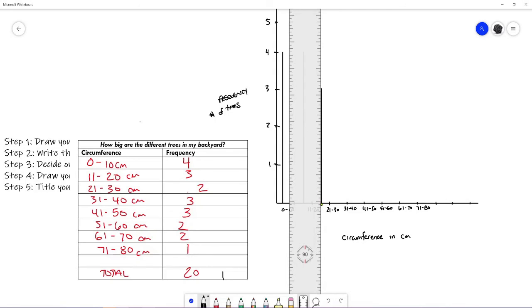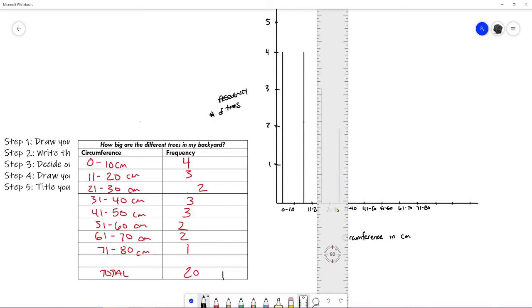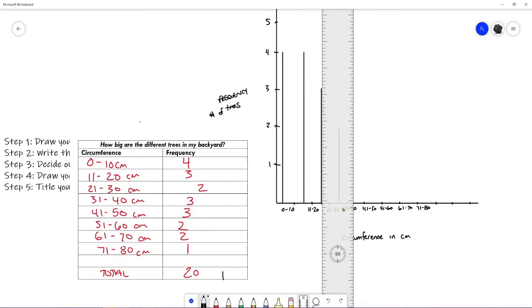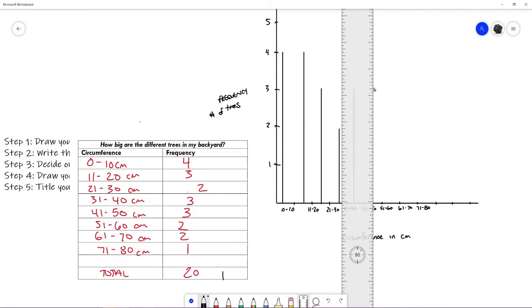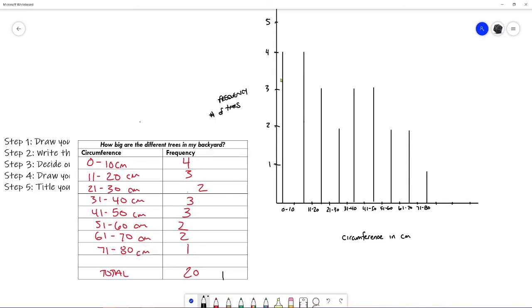Perfect. Now from 21 to 30, I have 2, so I move this over, and I draw a line. I find where 2 is, and I draw myself a nice line down. From 31 to 40, I have 3 again, so I go up to 3, draw myself a line down. Now I can connect the tops of my bars here. I want them all to be nice and straight. You're going to use a ruler for this, just for the sake of time. I'm going to connect them this way.